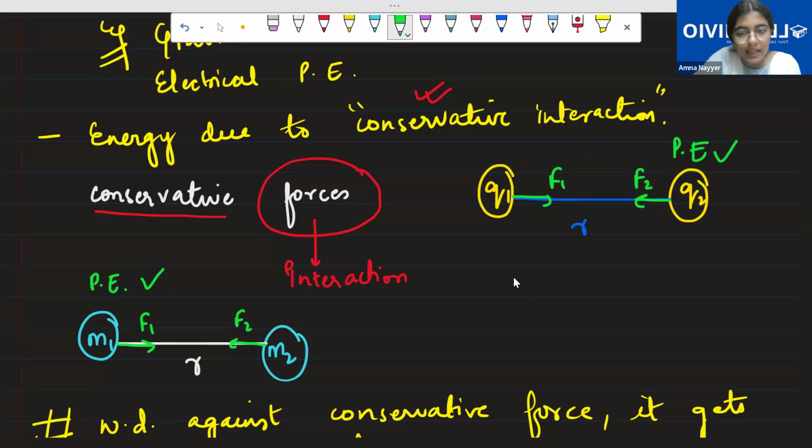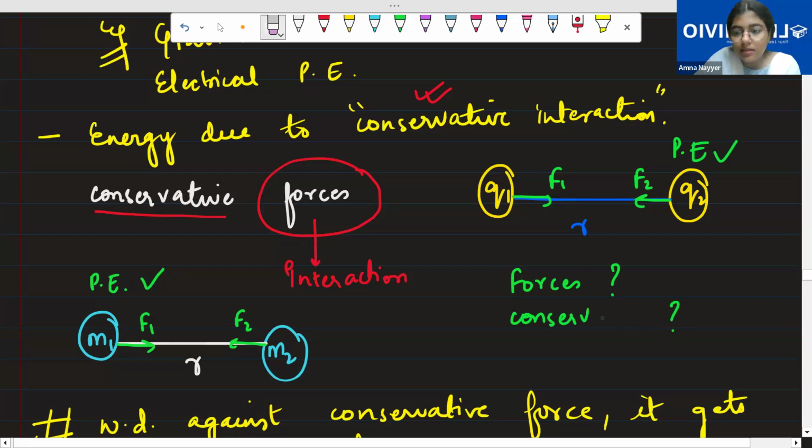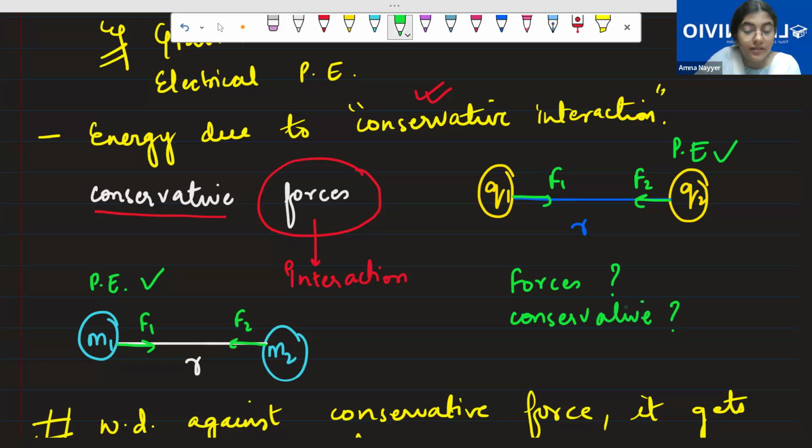First, you check, are the forces existing? Then you check, are they conservative? You cannot take two friction forces and assume potential energy to exist. If they are conservative, then definitely a potential energy will be there. And potential energy is basically the work done getting stored.